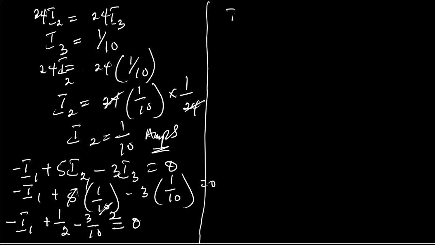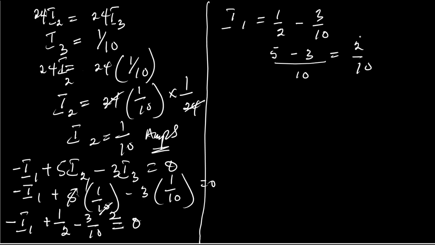Obviously, I1 is equal to 1 over 2 minus 3 over 10. Let's pick an LCM here. This is 10. Here becomes 5 minus 3, which is equal to 2 over 10. 2 here is 1, 2 here is 5, which is equal to 1 over 5. Now, I1 is equal to 1 over 5 amps.